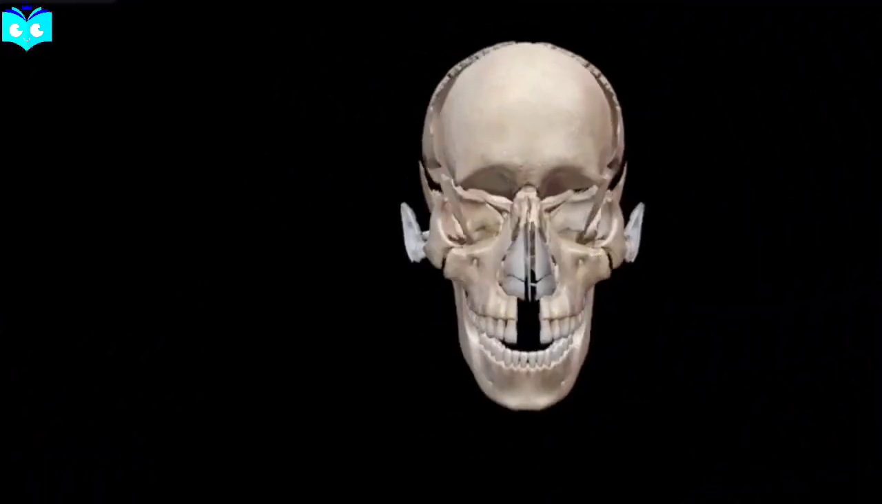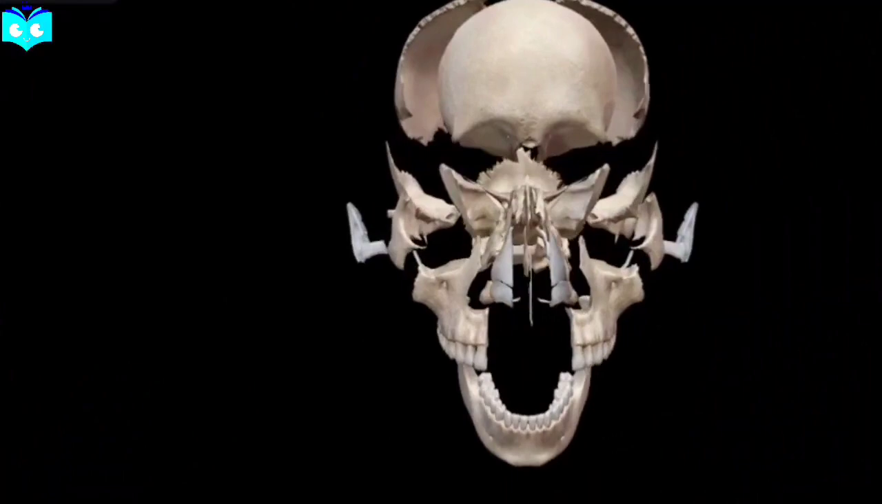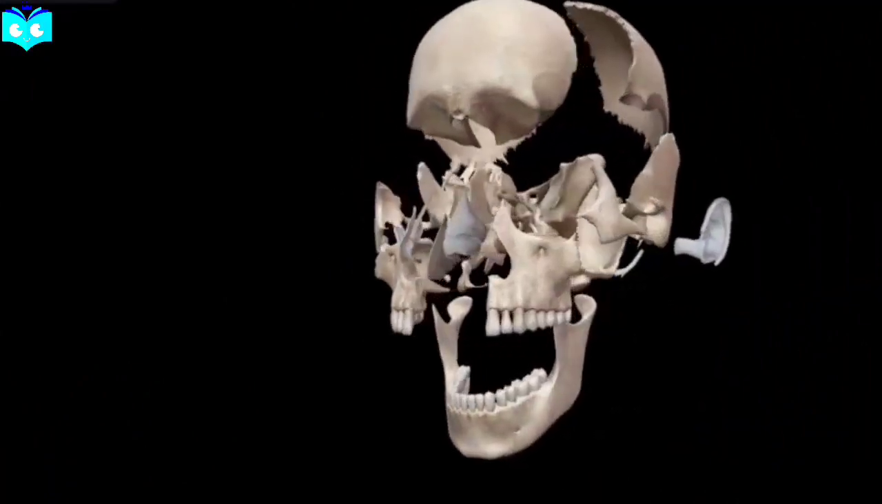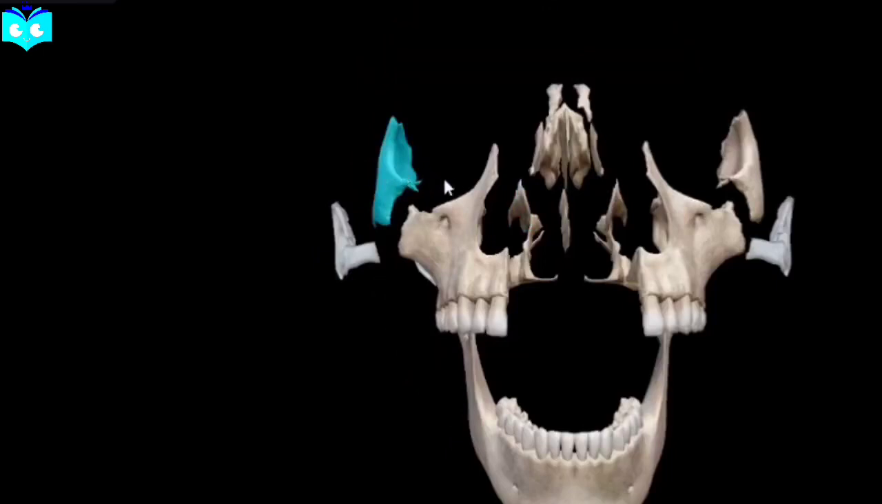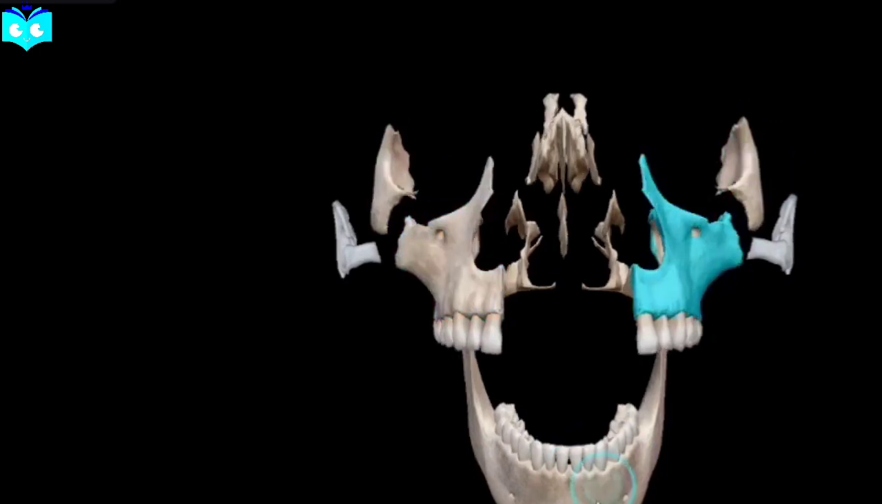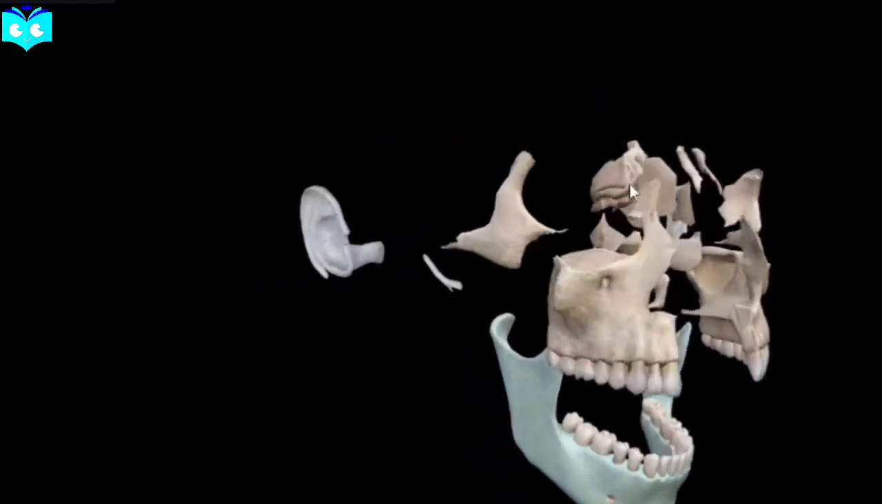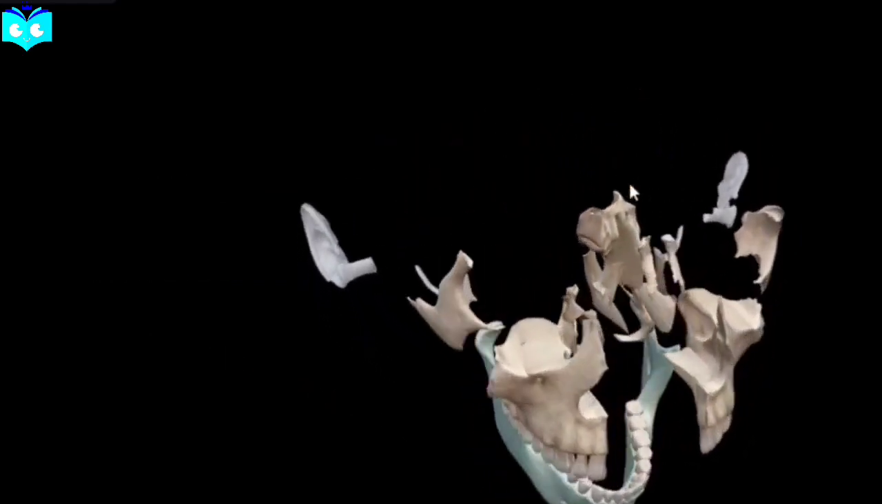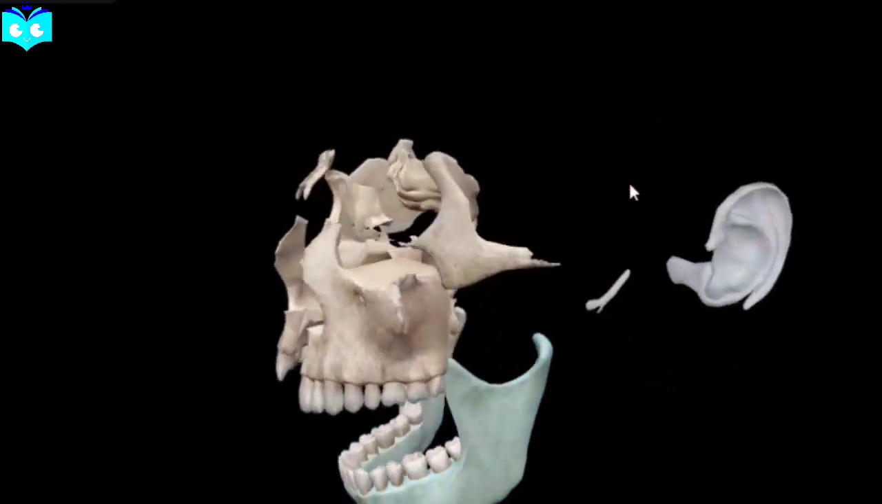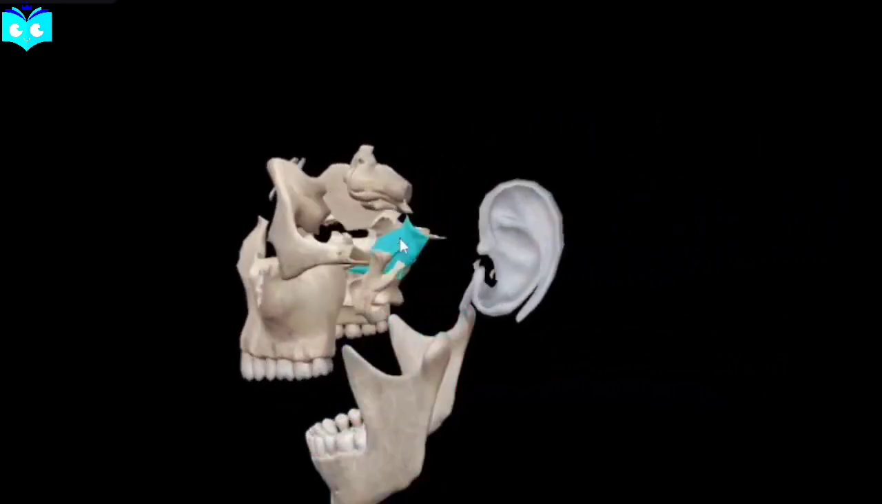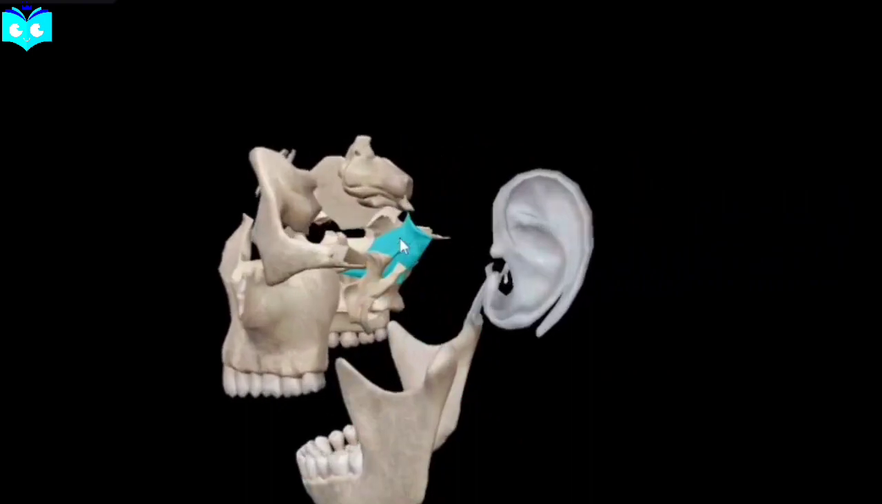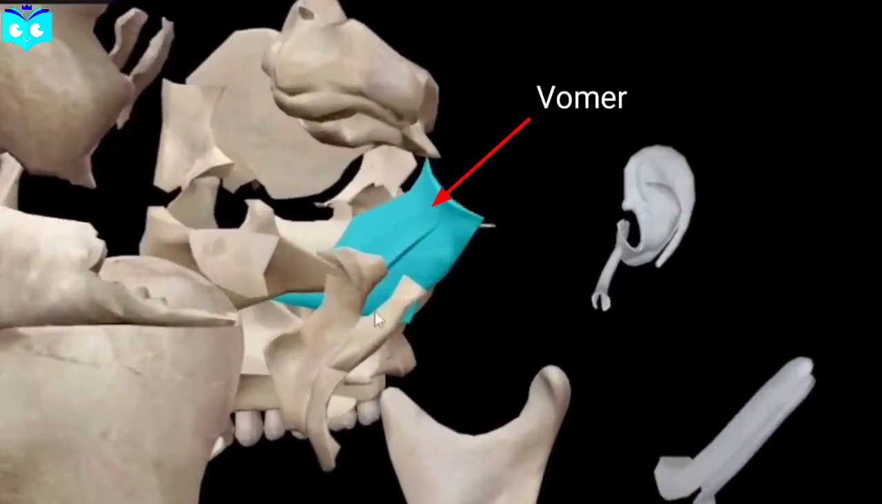Now we are going to learn about the facial bones, which are 14 in number. So this is the zygomatic bone. It is paired, this and this are both the zygomatic bone. This one is the maxilla, this one is the mandible, and if we move to the back, we are able to see other bones. In the middle of the nose, this triangular bone is also known as the vomer. This is the vomer, a V-shaped bone.